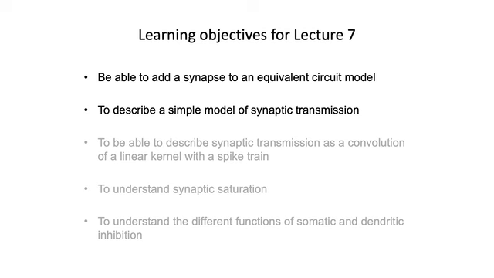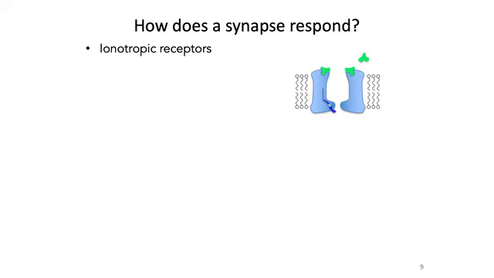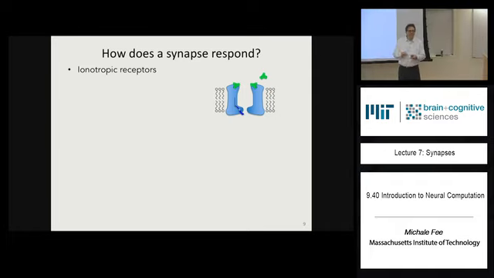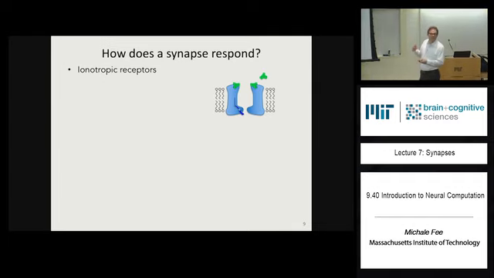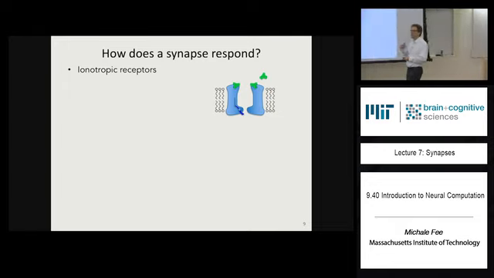Let's start by adding a synapse to an equivalent circuit model and understanding how that model works. Let's start with an ionotropic receptor. Ionotropic receptors are neurotransmitter receptors that also form an ion channel. There are other kinds of neurotransmitter receptors where a neurotransmitter binds and sends a chemical signal that opens up a different kind of ion channel. Those are called metabotropic neurotransmitter receptors. We're going to focus today on ionotropic receptors.